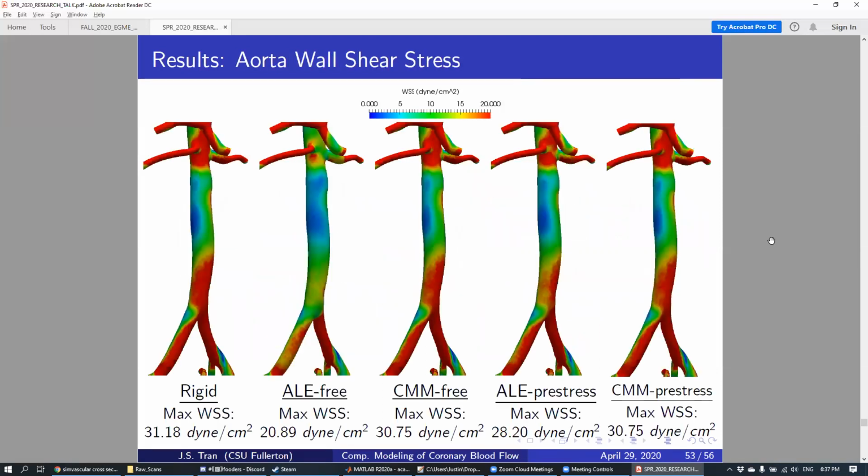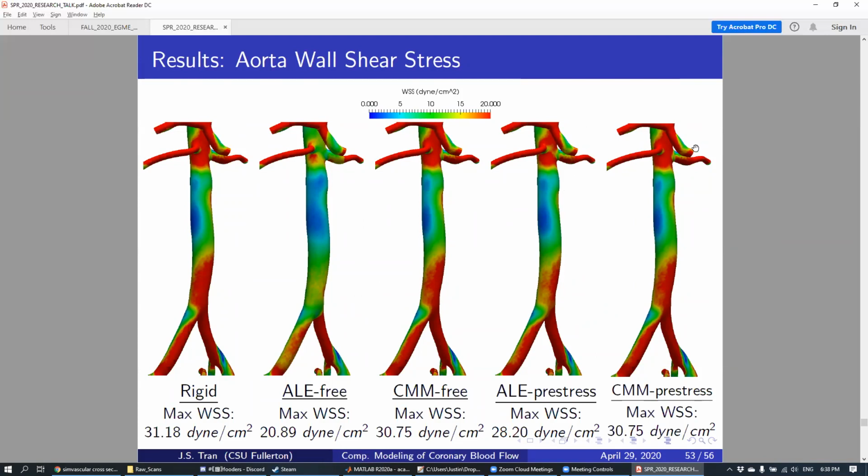The last thing I think we'll look at is the wall shear stress. These are the distributions for the viscous shear stress that we talked about before. You can see the different methods, and whether you use pre-stress or not, make a big difference on the wall shear stress distribution in our models. The red areas denote high wall shear stress, where we have a high amount of viscous shear, whereas the blue areas are where there's relatively low viscous shear.